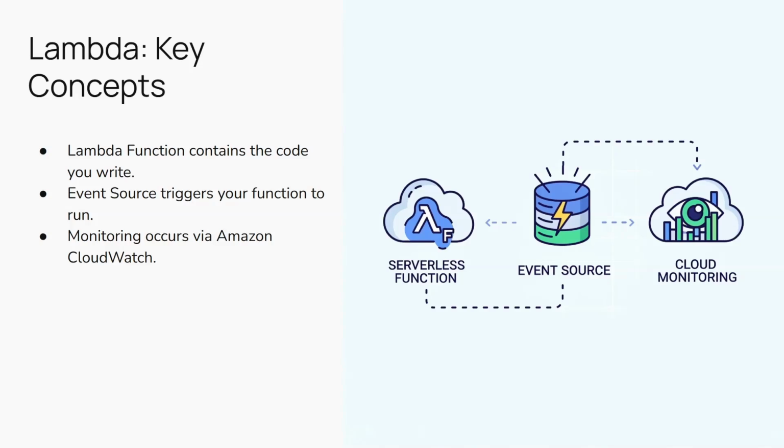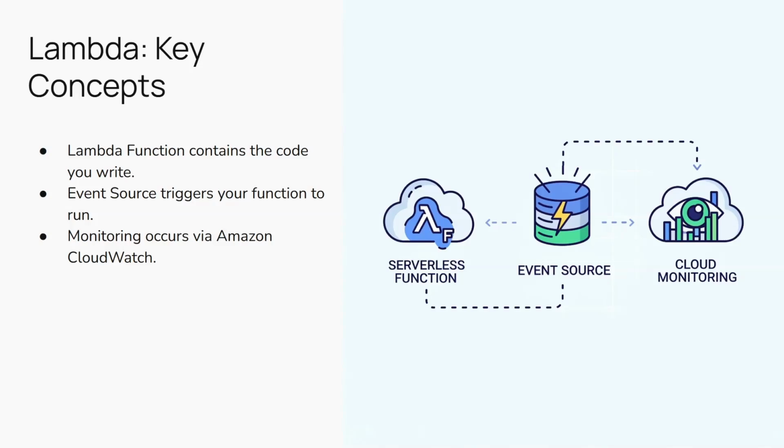A very common event source is a file being uploaded to an S3 bucket, which is what we will be using today. In today's hands-on we will see how we use that event source when we upload any file in the S3 bucket. And the third one is monitoring. With Lambda, you don't have to SSH into the server to see what's happening. All the function's activity and logs are automatically sent to Amazon CloudWatch, a monitoring service that gives us the complete picture of the function's performance.